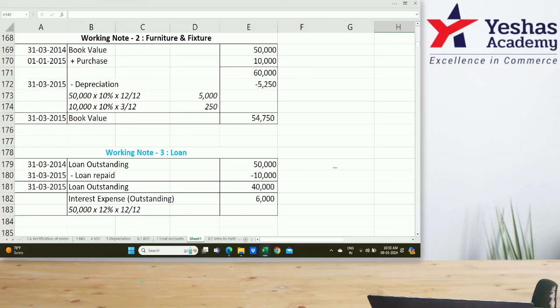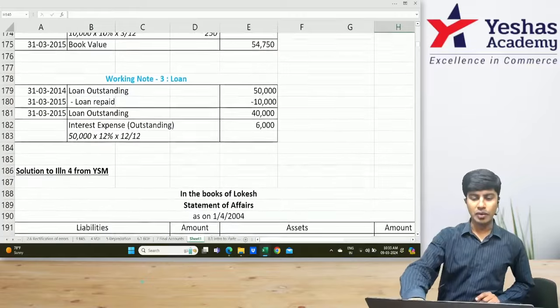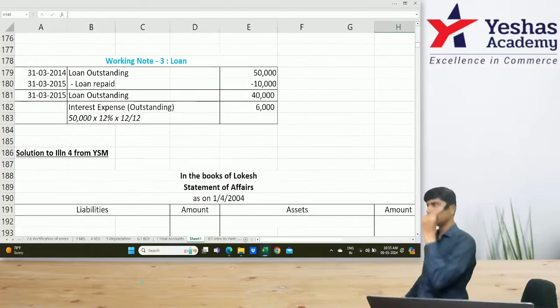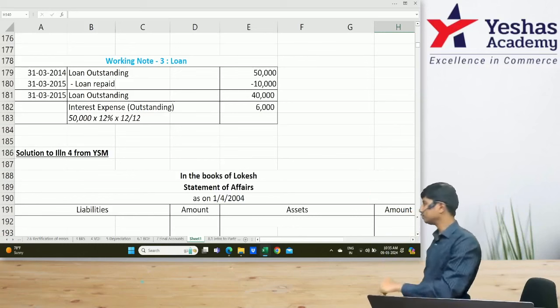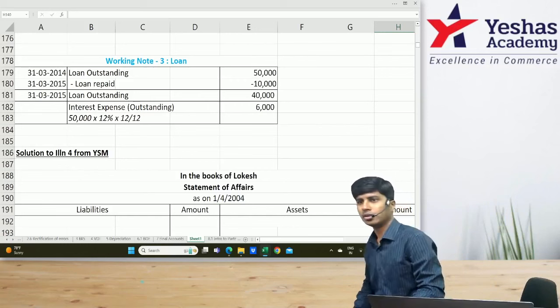Can I scroll down a little more? The last one is working out on loan for computing interest. If you're done with that, we will take a break. And we'll do the Marvel Universe question after break. Okay, sir.